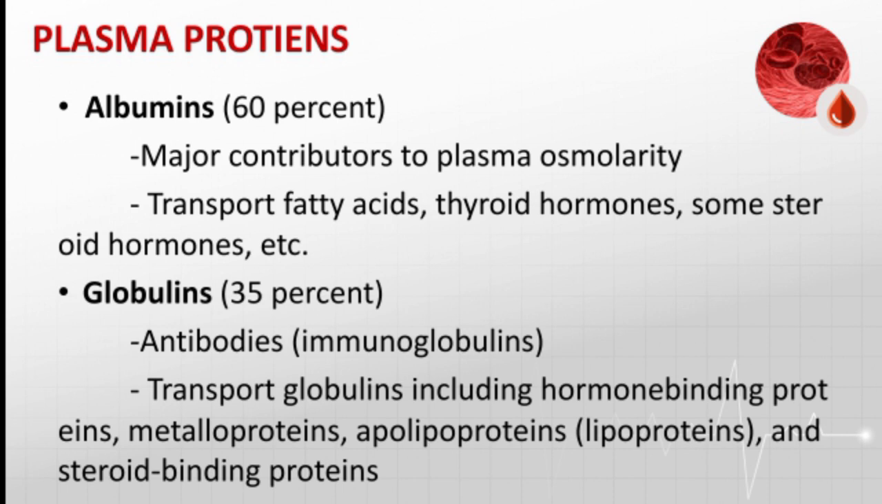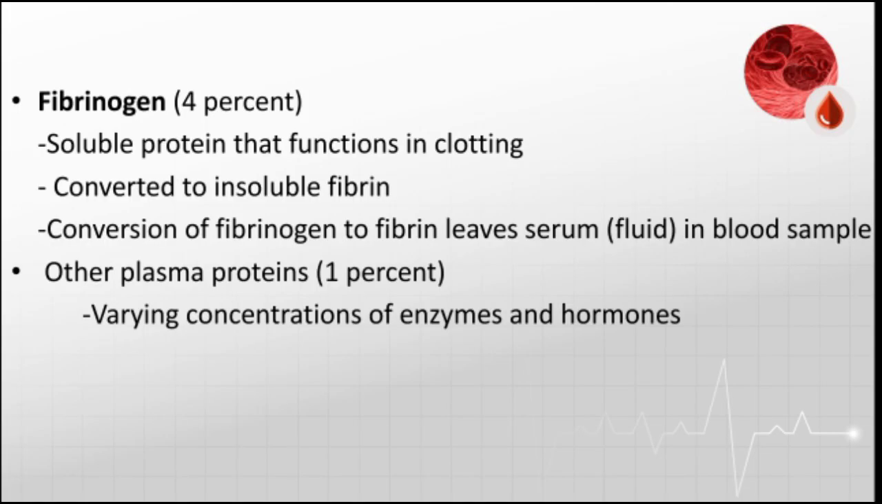The next one is the globulins, considered as 35%. They are the antibodies or the immunoglobulins and transport globulins including hormone-binding proteins, metalloproteins, apolipoproteins or the lipoproteins, and steroid-binding proteins.